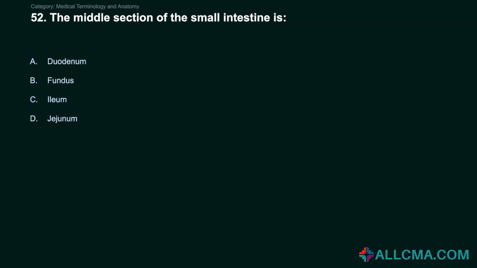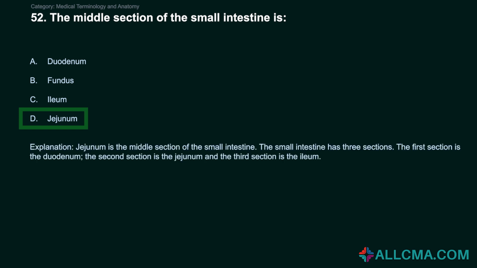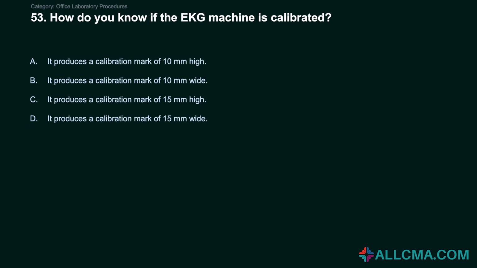52. The middle section of the small intestine is: A. Duodenum. B. Fundus. C. Ileum. D. Jejunum. Correct answer, D. Jejunum. Jejunum is the middle section of the small intestine. The small intestine has 3 sections. The first section is the duodenum, the second section is the jejunum, and the third section is the ileum.